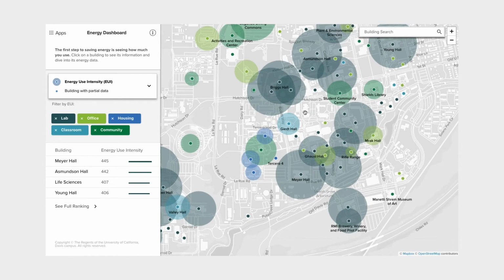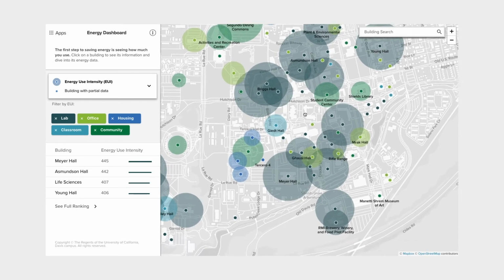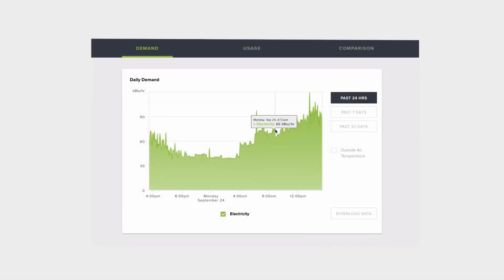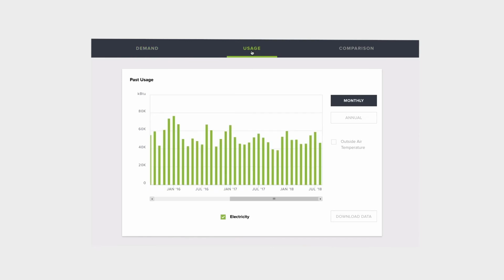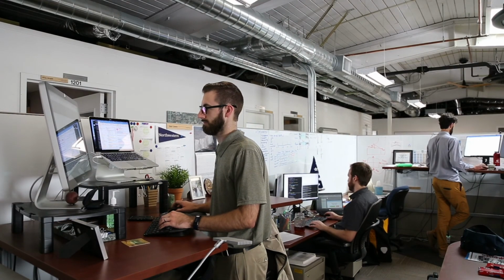Some buildings on SEED only show a dot instead of a circle. That means there is not a full picture of what is metered at the building. So for example, some buildings only have an electricity meter instead of having an electricity, chilled water, and steam meter. I use SEED to compare buildings to one another and look more in depth into how the building is operating.